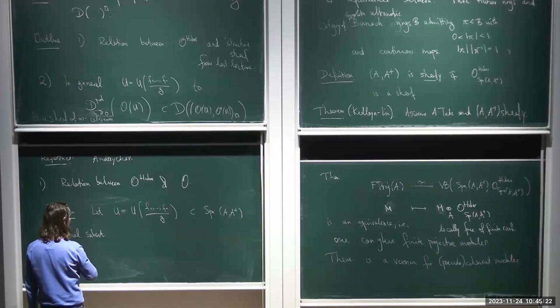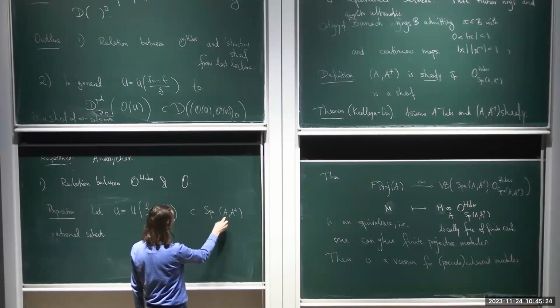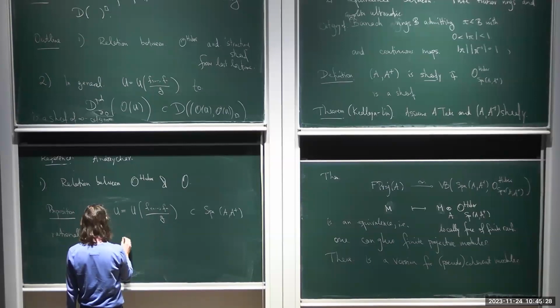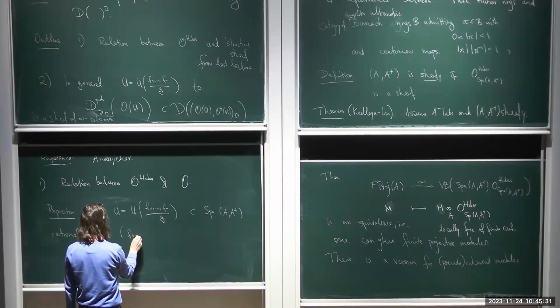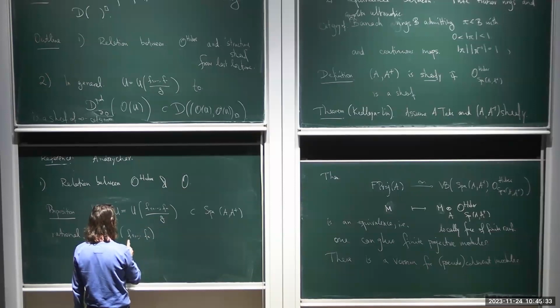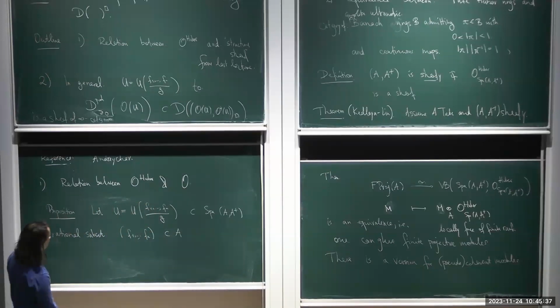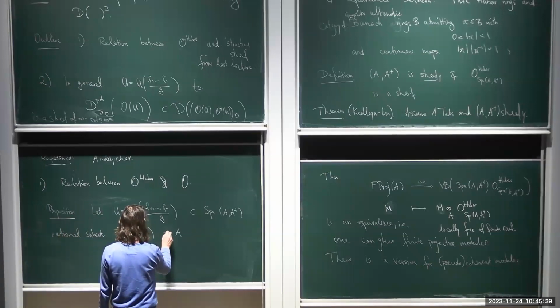So here I'm really using this Huber spectrum of continuous valuations, which concretely means that when I form such a rational subset, I should assume that the ideal generated by f1 through fn in A is an open ideal, but actually once you have a topological unit, it must be equal to A.